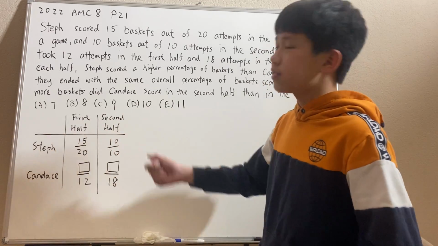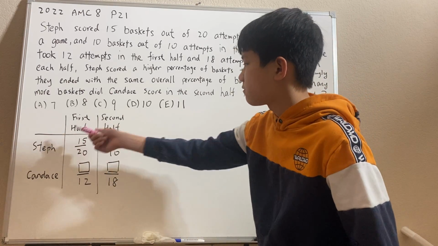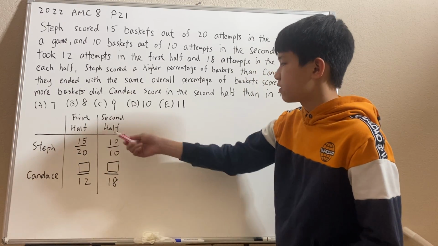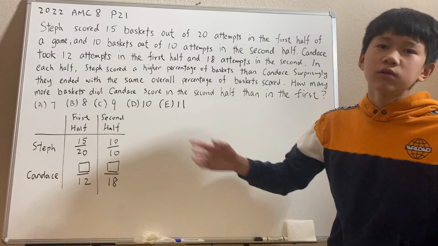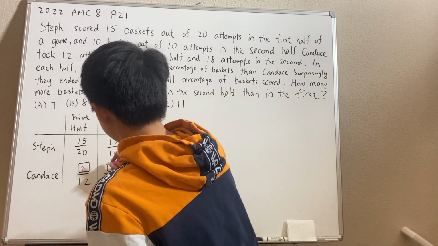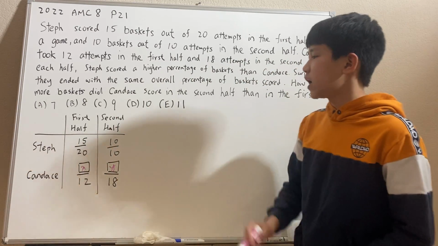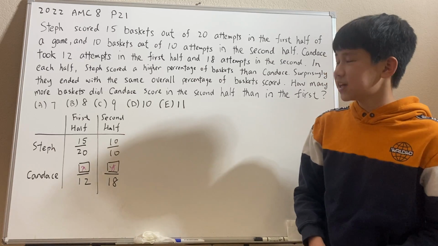And as you can see here, the problem gave us a nice table to summarize the whole game. So Steph scored 15 out of 20 in the first half and 10 out of 10 in the second half. And we don't really know Candace's yet, so we're going to just label them x and y for now. So x is the amount of baskets Candace scored in the first half, and y is the amount of baskets Candace scored in the second half.